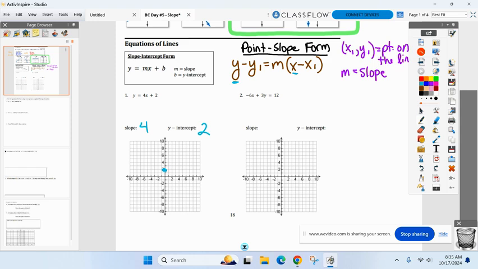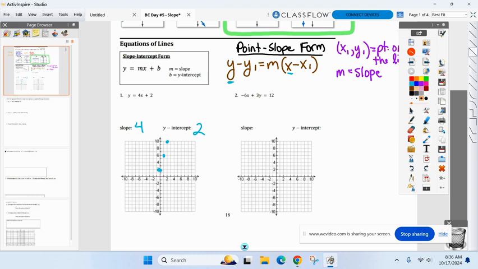1, 2, 3, 4 over 1. If you want another point, do it again. 1, 2, 3, 4 over 1, but you only need 2 to graph a line. And you don't worry about getting your straight edge out. Just freehand this bad boy. Boom. There you go. There's my line.